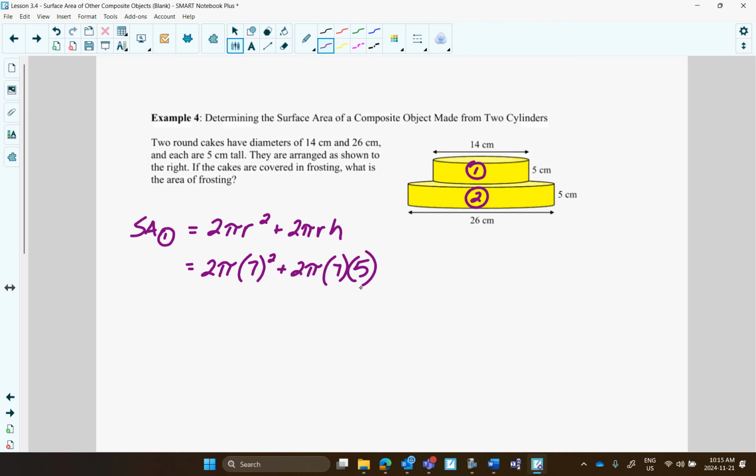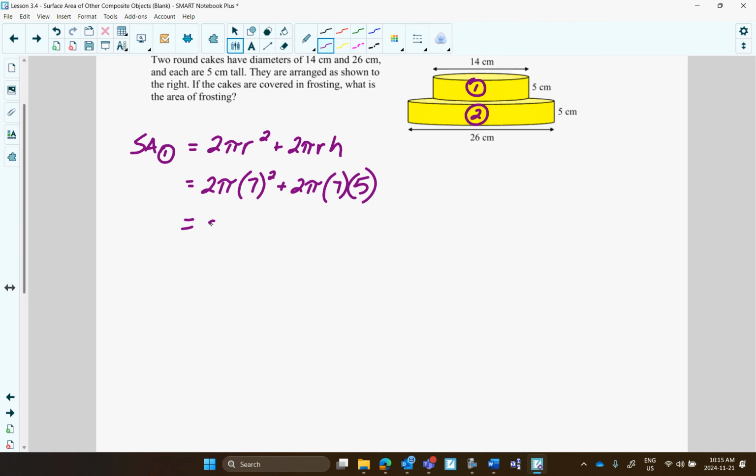Then we get 2 times pi times 49. 7 squared is 49. 2 times pi times 35, the 7 times 5 is 35. And now we can use our calculator.